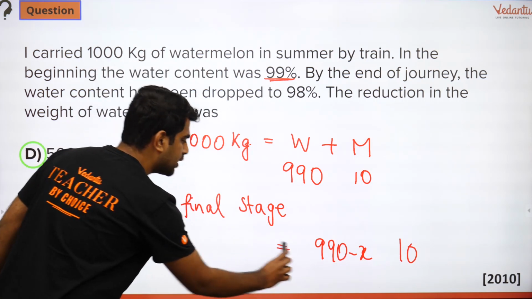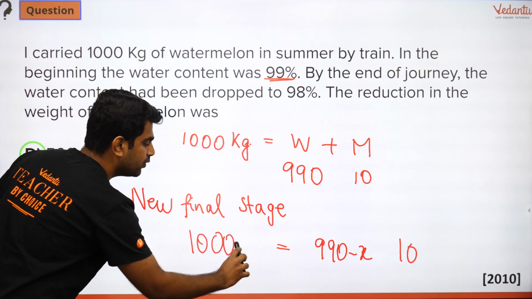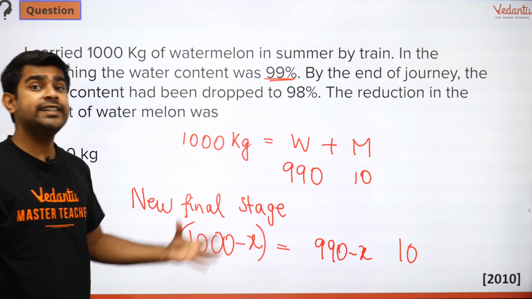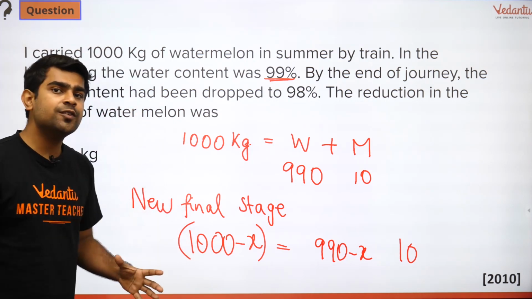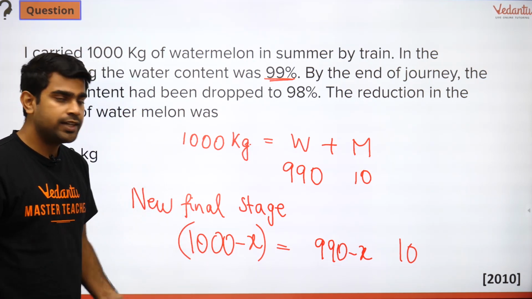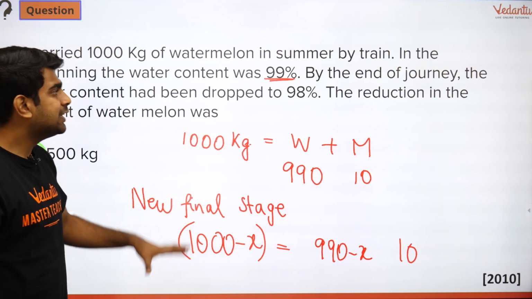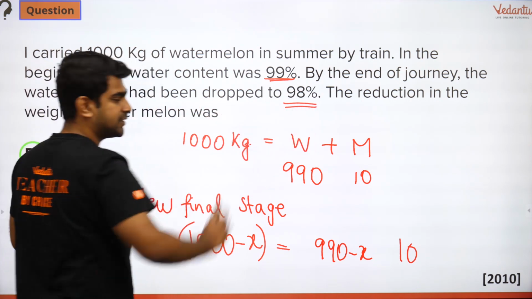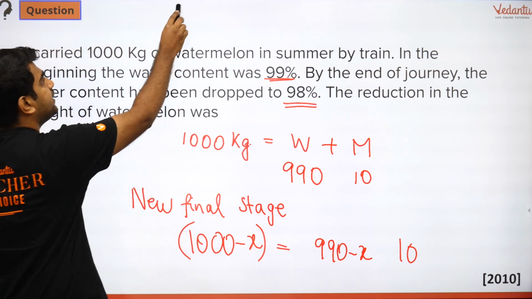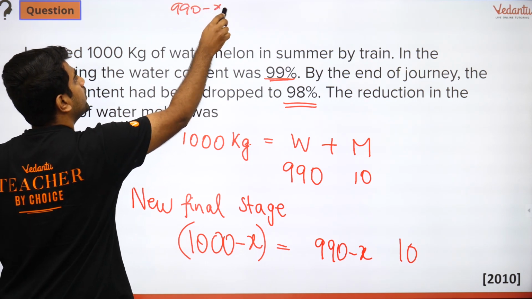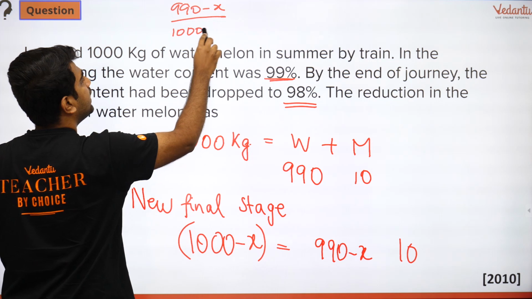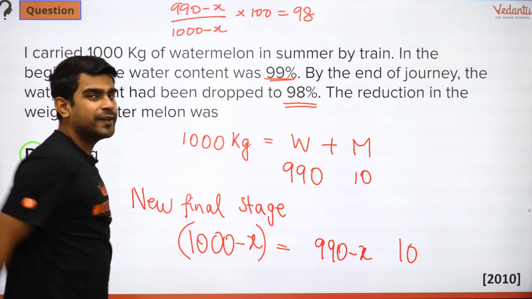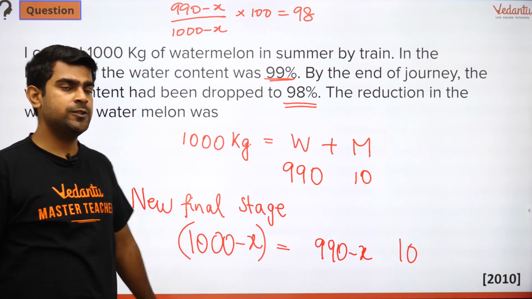So how much is the entire watermelon weight now? The entire watermelon weight will be 1000 minus x. Getting it? So as soon as I get out of the train, my entire watermelon weight, if I measure, is going to be 1000 minus x. Now they are saying at the end of the journey, water level is going to be 98%. So what does that mean? That means amount of water divided by total weight of watermelon, into 100, will be equal to 98. That's it, guys. It's very easy. After that, I think you can solve it.